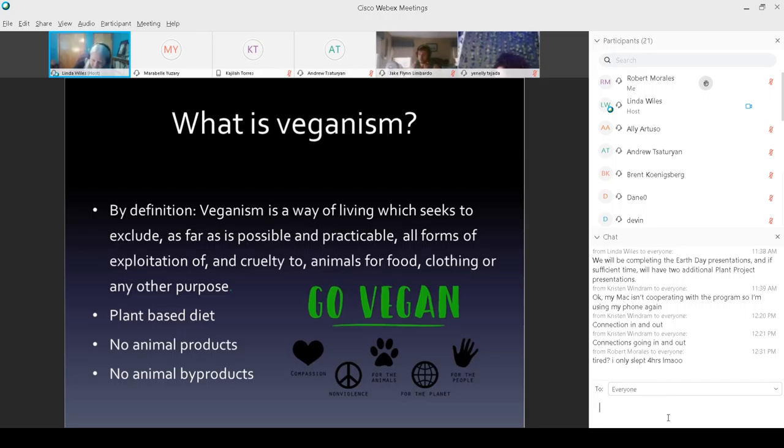Okay. So, what is veganism? So, by definition, it's a way of living which seeks to exclude, as far as possible and practicable, all forms of exploitation or cruelty or use of animals for food and clothing. So, it's a plant-based diet, and in this diet, you can't use any animal products or animal byproducts, and this includes soaps and makeups and fabrics and anything that was tested on animals. Also byproducts, which includes food and eggs and things like that, and leather. So no leather purses or shoes. Yeah. Like nothing that comes from animals. Okay.